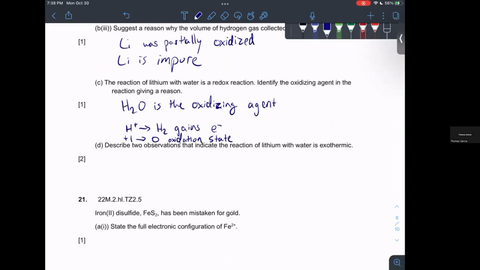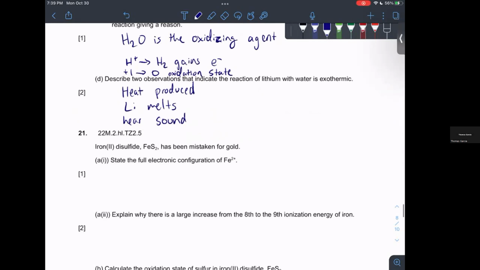All right, describe two observations that indicate the reaction of water is exothermic. Number one is heat produced. Anything along those lines will work. Number two, the Li melts. And the reason it melts is because heat is produced. The last one is that you can hear sound. The reason that's important is because it's showing that energy is released in such a way that produces sound. That helps them know that you know that this is exothermic. Energy has to be released for that to happen. Any two of those will work.